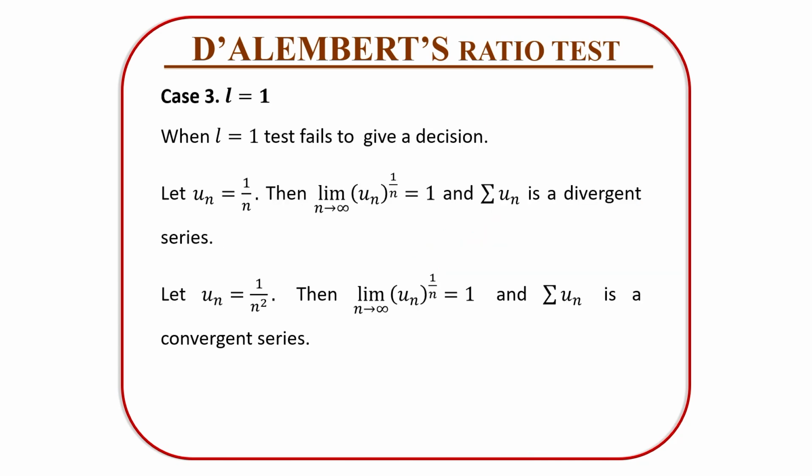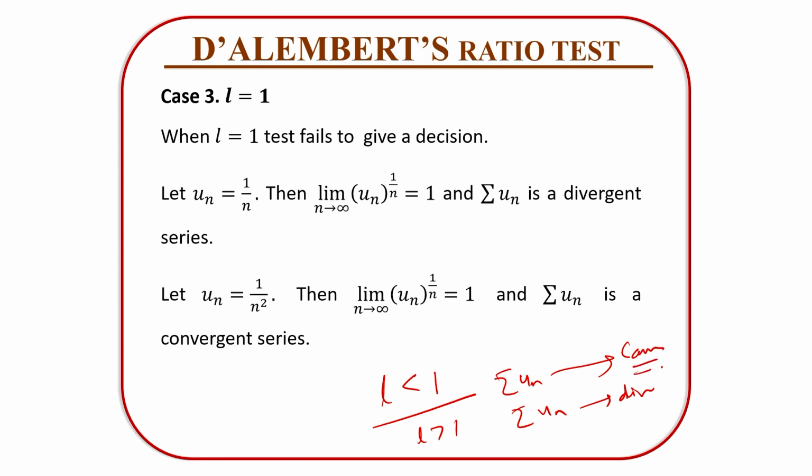So we have discussed two cases. Where L is less than 1, the first comparison test leads to the series being convergent. And where L is greater than 1, the first comparison test leads to u(n) being divergent. But we cannot conclude anything about L equal to 1. So if the limit of u(n+1) divided by u(n) is equal to 1, then the test fails and there is no conclusion at all.